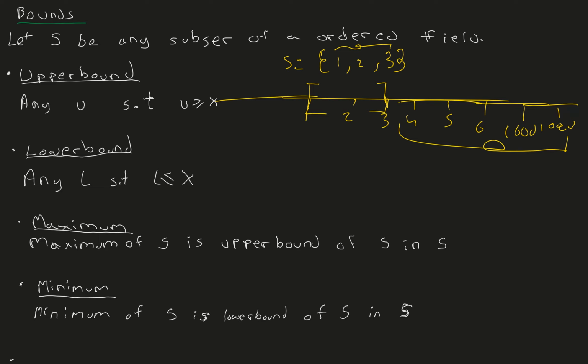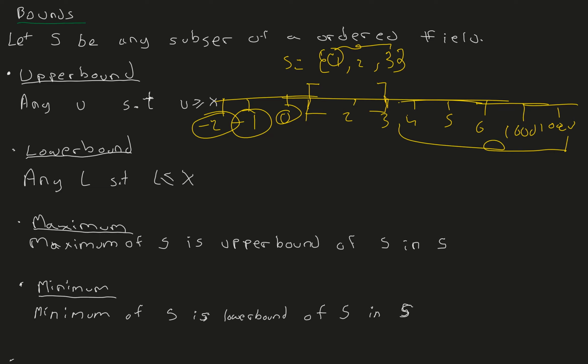And similarly, a lower bound is any number that's lower than or equal to every element in the set. So for example, in this set, 1 will be a lower bound, so will 0, so will -1, so will -2, so will -1 trillion. All of them qualify as lower bounds for this set.